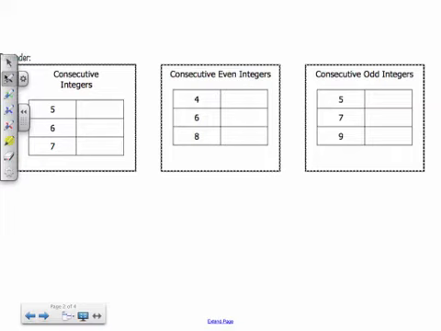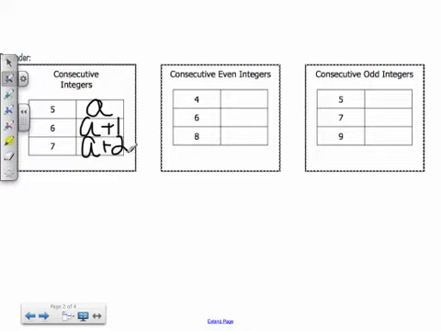If they're just regular consecutive integers, you are just going to take your variable, whatever it is that you called your number, a in this example. To go to the next consecutive integer, I'm just going to add 1, and then to go to the next one after that, I'm going to add 2.